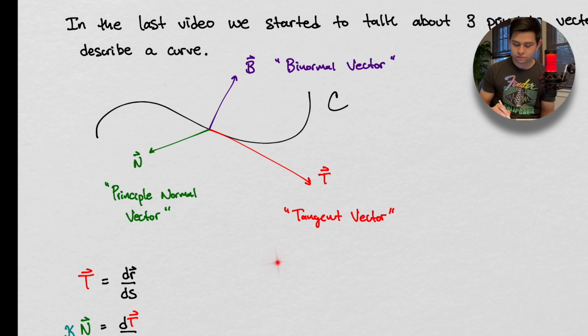So we have a tangent vector, we have a principal normal vector, and then we have this new vector that we're going to talk about a little bit in this video, which is the binormal vector. The binormal vector is going to tell us something about the torsion that a particle experiences as it's traveling along a curve. And we're going to investigate this a little bit more in depth in this video.